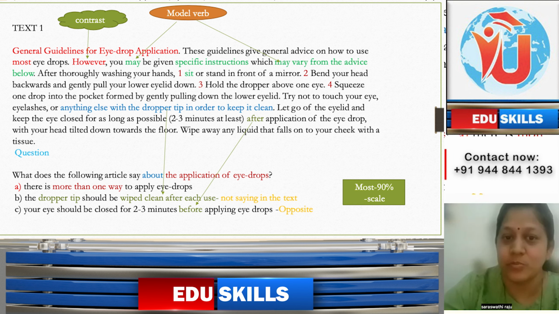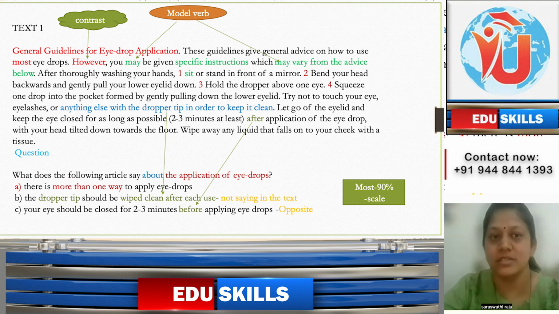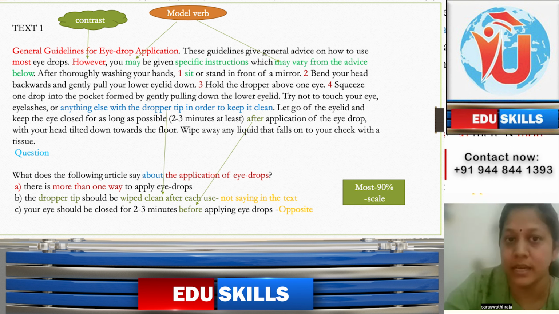Do you have any doubt? We can see here, first one is sit or stand in front of the mirror, and second they are giving advice, bend your head backward and gently pull your lower eyelid down. You can see all the contrast is marked here. The topic sentence is here, general guidelines for eye drop application. The modal verb also I highlighted. Then after, before, it is wrong. So most means we have 90% plus. 90 plus or 91 plus, that is the scale for most.